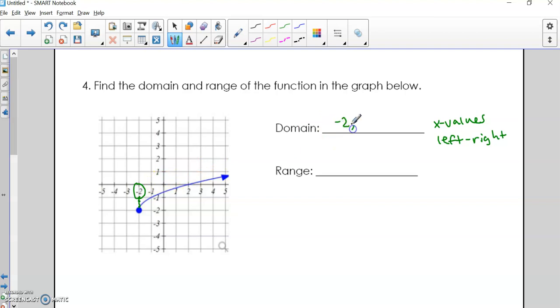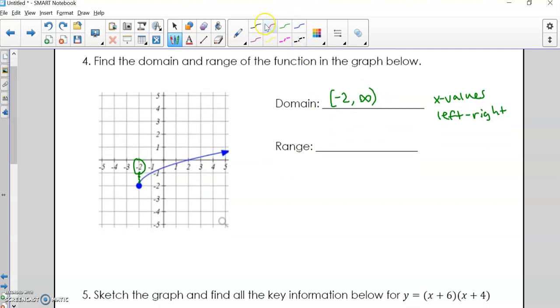So we're going to start at negative 2, and we're going to give negative 2 a bracket because it's a closed circle, because it's a regular point on the graph. Okay, and it goes on forever and ever in the right direction, so we're going to put infinity as our right bound.